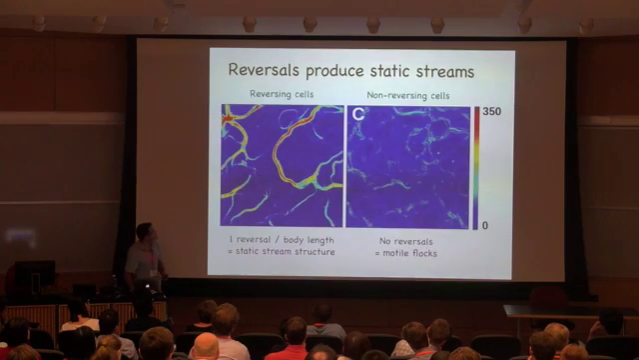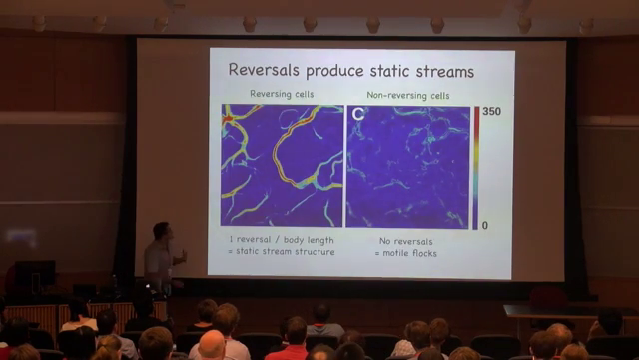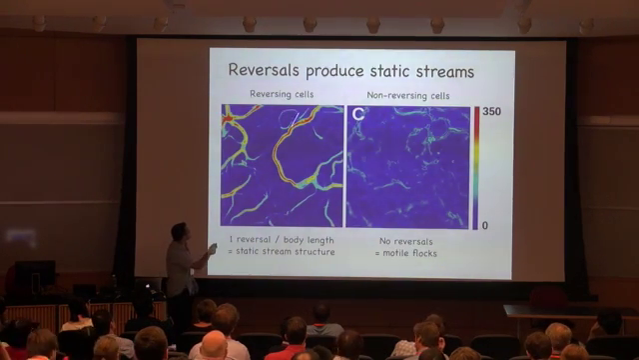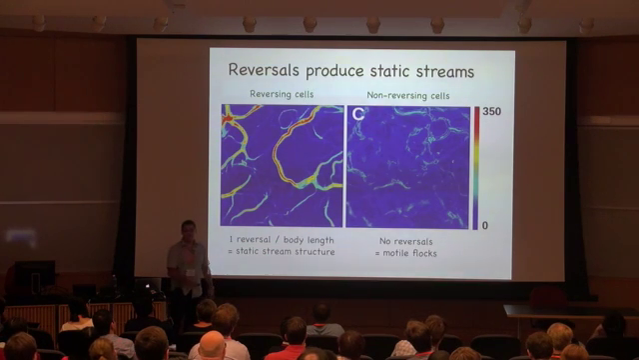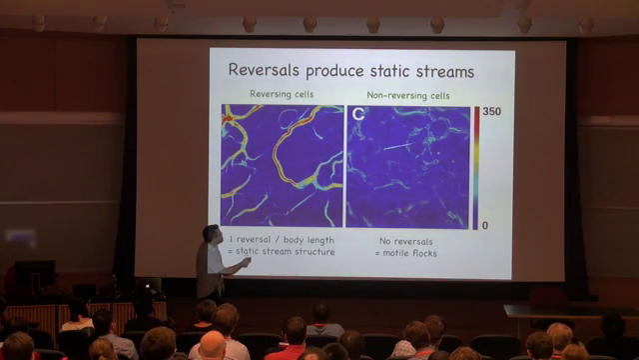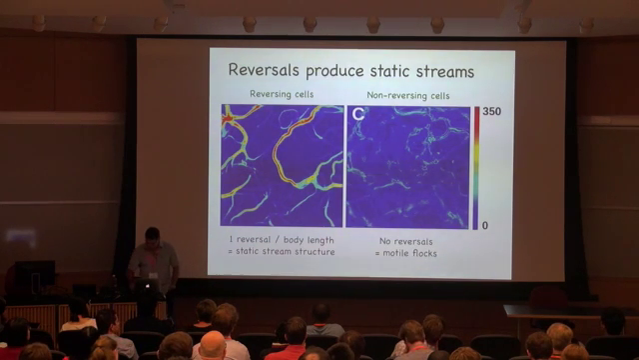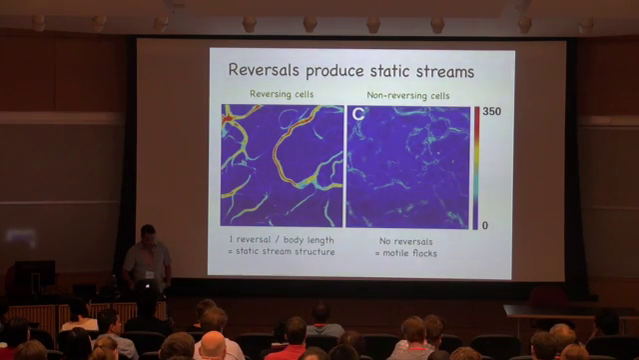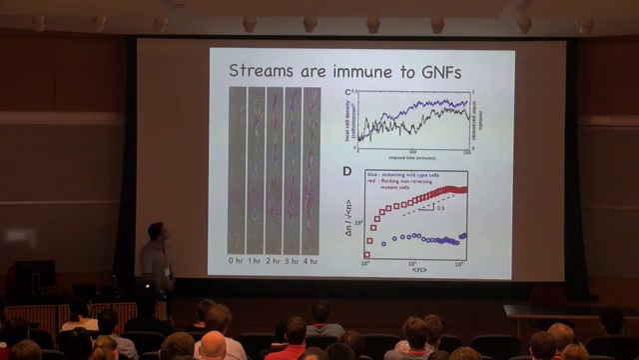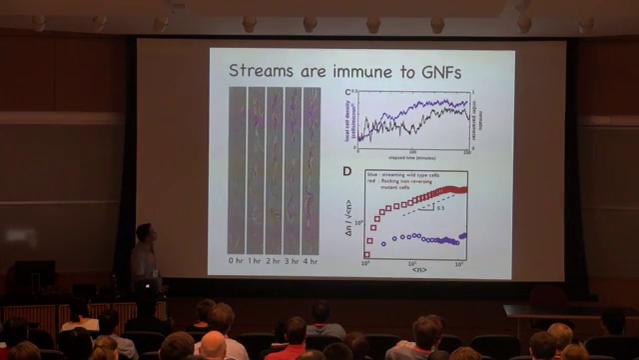Okay, if you make a histogram of where the cells are in space, this becomes very obvious. This stream is extremely long-lived. There's basically always cells there during the experiment, and when you have the flocks, they're just going everywhere. Density gets averaged out. Okay. These streams are also immune to giant number fluctuations because they're essentially one-dimensional flocks, which is kind of cool.